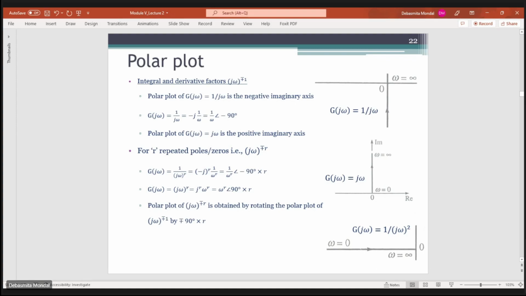Okay, so I'll stop here today. In tomorrow's class, we'll talk more about this polar plot.